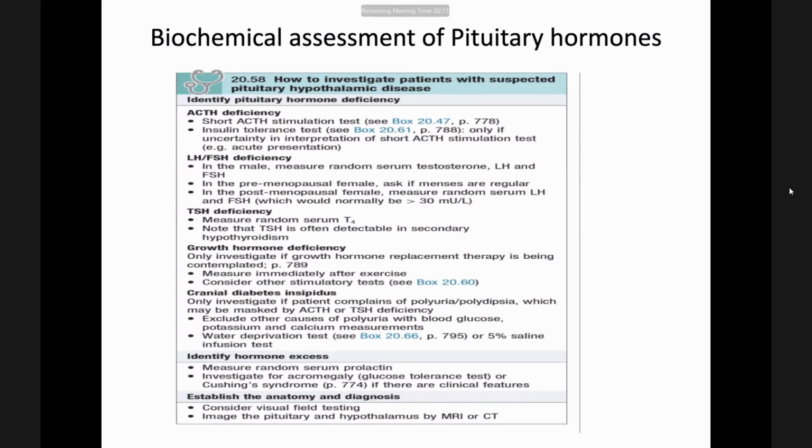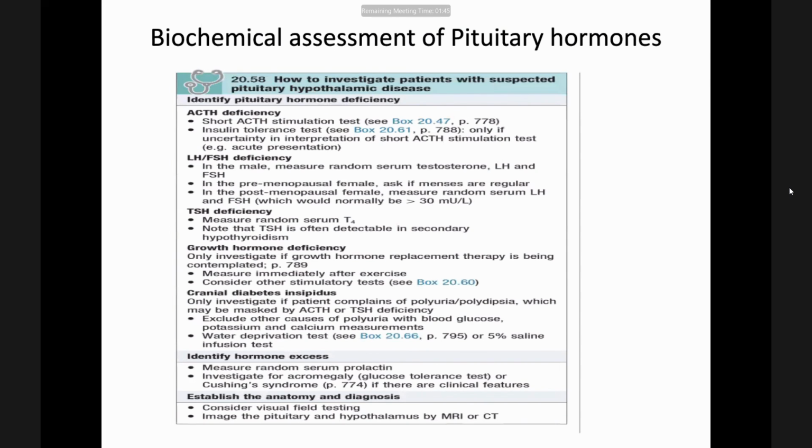If there is hormone deficiency or hormone excess, how to evaluate? If there is ACTH deficiency, we have to go for the short ACTH stimulation test, or we call it the synacthen test. Similarly, we can also go for the insulin tolerance test. I will not go into details about it. If anyone wants to read, you can go inside and read yourself because it's a very complicated and long chapter.